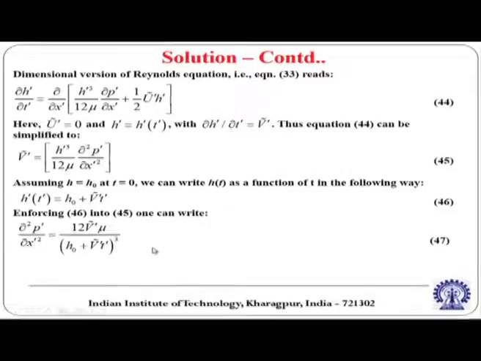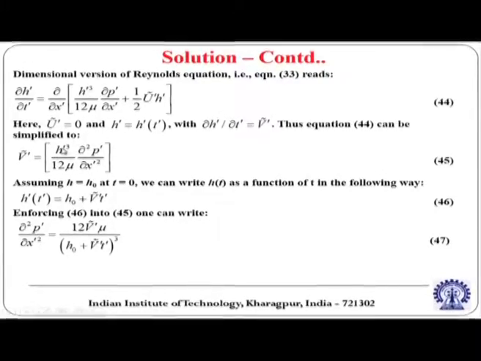So, that has given rise to this form of the Reynolds equation. Assuming h is equal to h0 at t equal to 0, we can write h as a function of t. dh/dt is equal to the velocity of the top plate. If you integrate that as a function of time, with h equal to h0 at t equal to 0, you will get h equal to h0 plus V tilde into t, right.